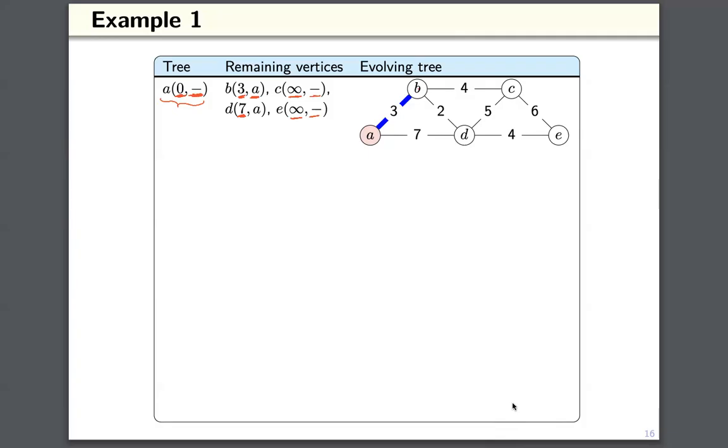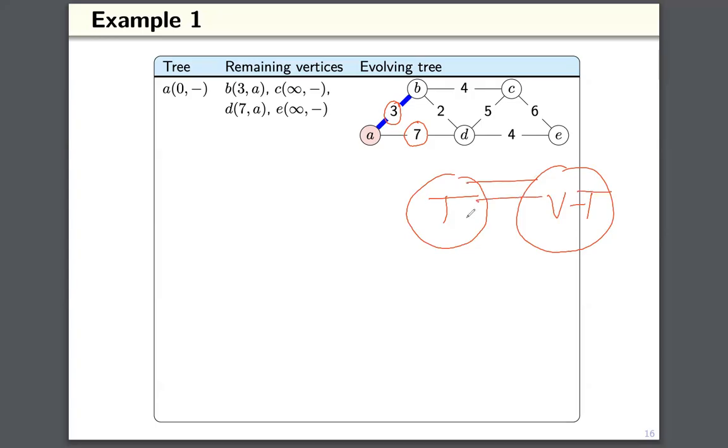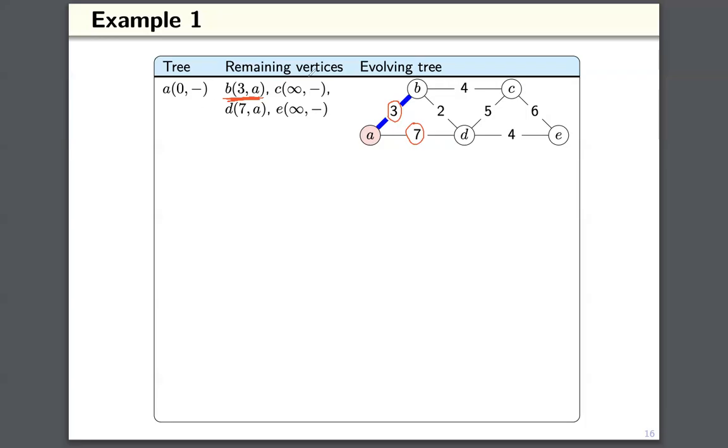Now think about all possible edges coming out of the tree. That is these two, 3 and 7. So what is the shortest edge? As I said in the diagram, you have the tree and V minus T. Find all the edges and take the shortest edge and pull it into the tree. So 3 and 7 are the edges. Take the shortest edge between the tree and V minus tree. So B will be pulled into the tree.